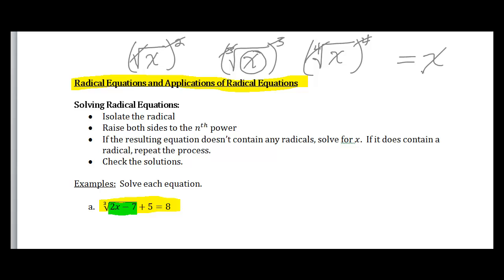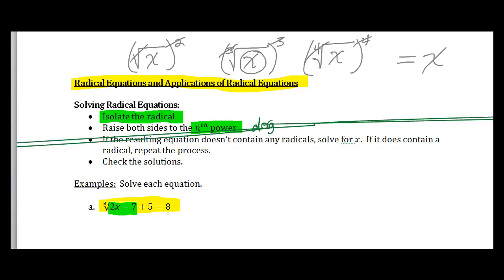Now, I have some steps here. What we have to do first, before we start to raise things to our power, our index, is isolate the radical. That means get the radical on one side completely by itself. After that happens, we're going to raise both sides to the nth power, where n is the degree. So if it's a square root, raise it to the second power. If it's a cube root, raise it to the third power, and so on and so forth.